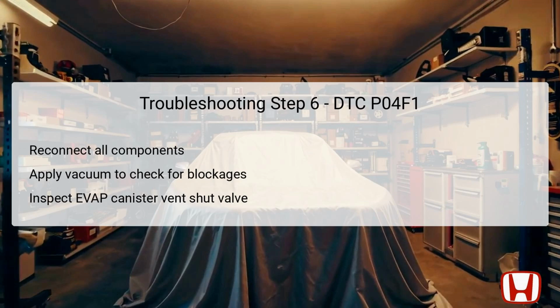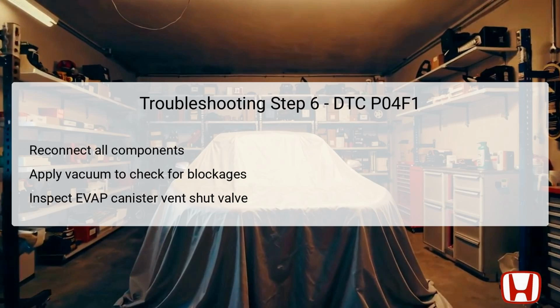In the final troubleshooting step, you will want to ensure all components are securely reconnected before running a final check on the EVAP canister purge line. Start by reconnecting the EVAP canister purge line to the canister and re-inspecting the FTP sensor to ensure it is correctly seated. Next, disconnect the vacuum hose from the EVAP canister purge valve and again utilize the T-fitting along with the vacuum gauge and pump.